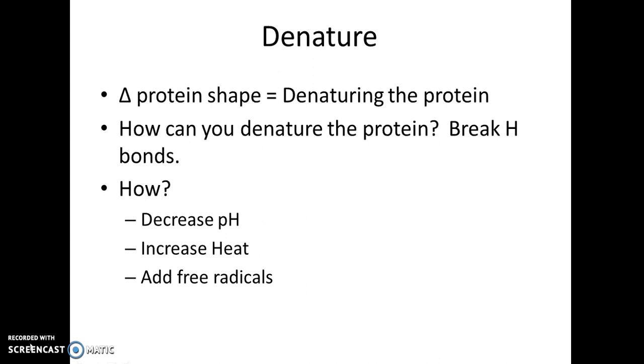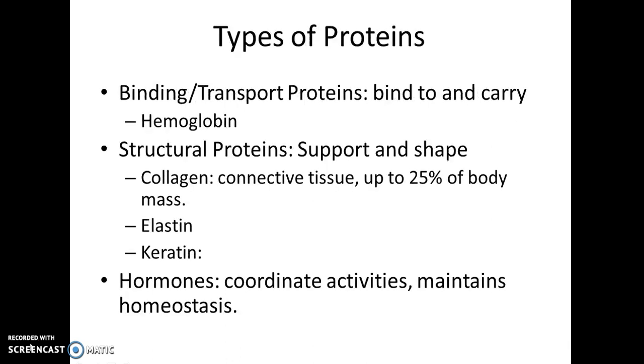If you increase the heat, you move the hydrogens really fast. The hydrogen bonds break and reform, and as they break and reform, they reform in a different place. That changes the shape. If you add free radicals, the free radicals are OH groups with an extra electron. They are attracted to the partially positive hydrogen, and if they bind to the partially positive hydrogen, hydrogen bonds will break and they can't form. So that's how you denature, and hopefully you got all that down.